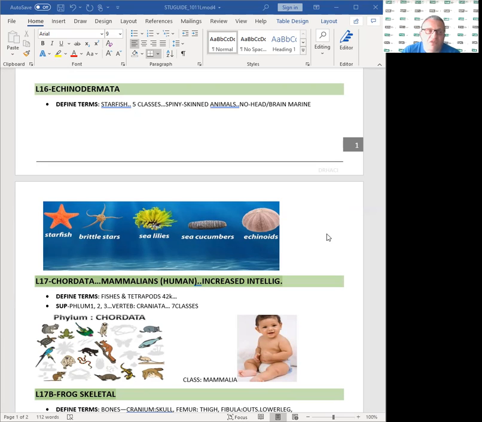Chordates are obviously very, very important, and it's our last phylum, fishes and tetrapods. There are mammalians under this group, so these are vertebrates, and that makes them really, really important. There are 3 subphyla, and under the third one, we have 7 classes, including mammalia. So mammalia are under here, which makes this phylum very important.